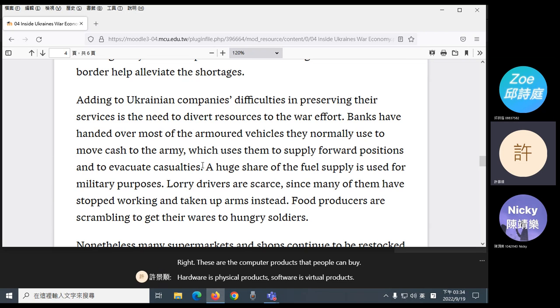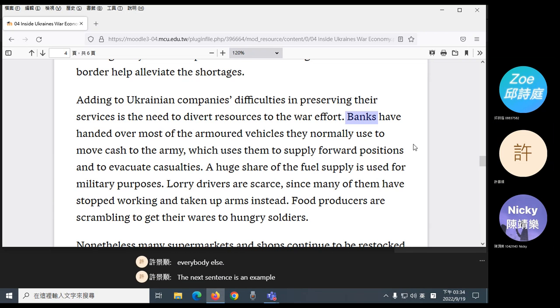So let's look at the structure of this paragraph. It's very interesting. The first sentence is the topic sentence. It gives you the main idea: stuff needs to go to the war, and that makes life harder for everybody else. The next sentence is an example. It doesn't tell you it's an example because you expect that it will be an example.